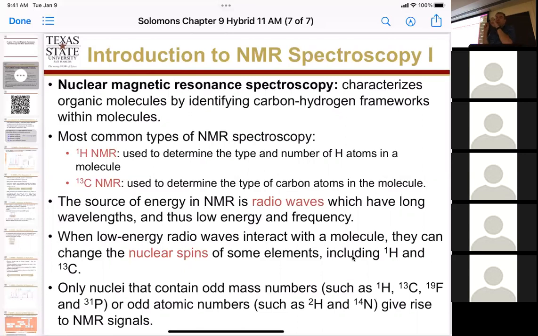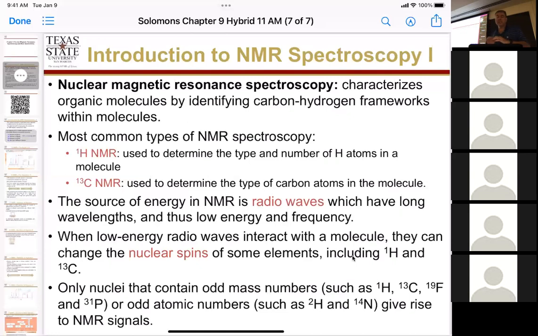Now, we have to have an uneven number of spins in our nucleus. So in the case of our hydrogen, we only have one proton in there. That's an odd number, so that we can make sure that we can see it go up and down, change its spin when it's activated. Carbon-13 has one extra neutron, and that extra neutron makes it spin active.